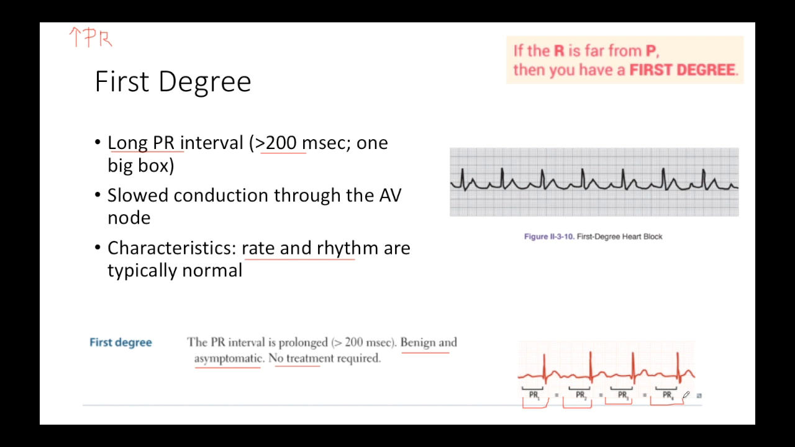And a helpful little poem phrase to remember first degree is, if the R is far from P, then you have first degree. So if that helps anyone, that's on there.